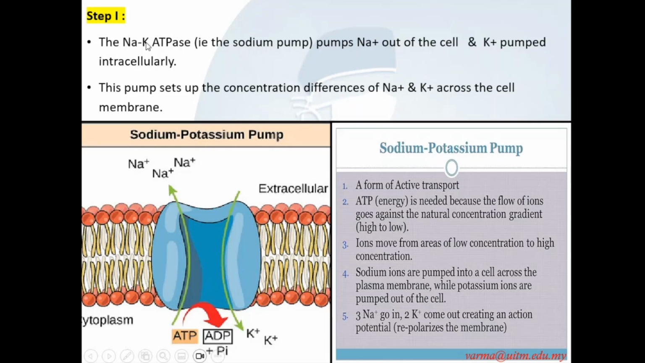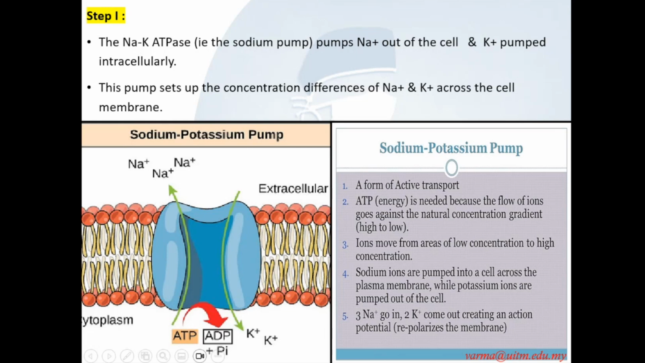The sodium potassium ATPase pumps sodium out of the cell and K plus into the cell. This pump sets up the concentration differences of sodium and potassium across the cell membrane. It increases the gradient even more, concentrating the sodium outside and potassium inside even more.